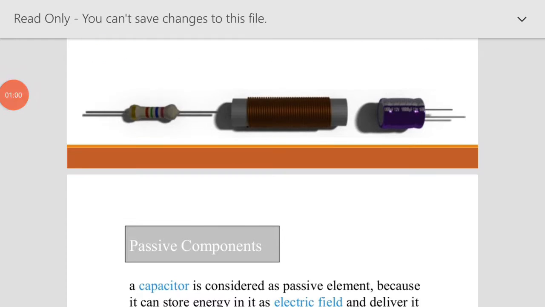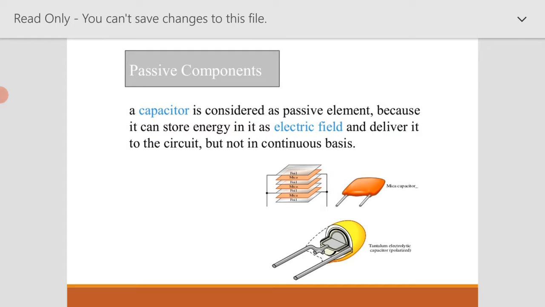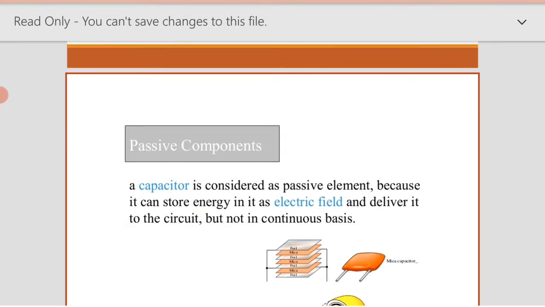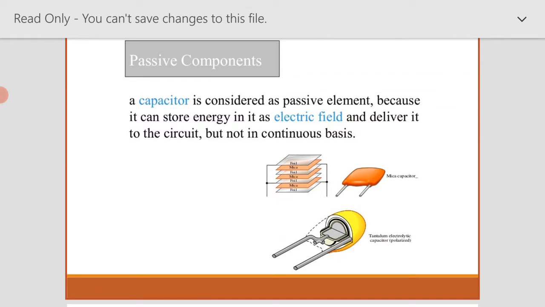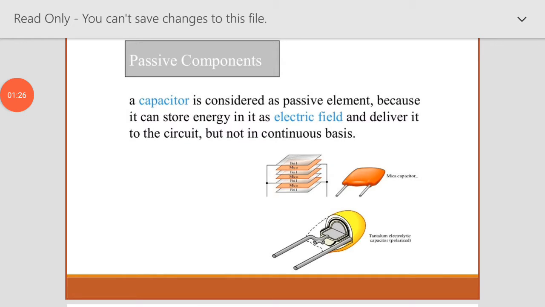One example is the capacitor, which is considered a passive element because it can store energy as an electric field and deliver it to the circuit, but not on a continuous basis. The capacitor is as shown in the figure. Different types of capacitor: electrolytic capacitor, non-electrolytic capacitor.